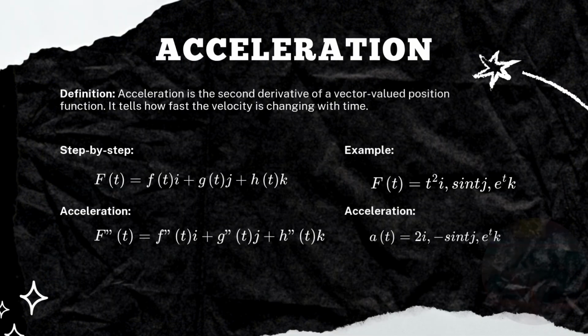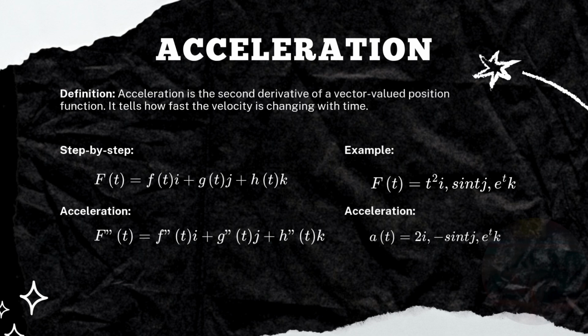Acceleration. The definition of acceleration is the second derivative of a vector-valued position function. It tells how fast the velocity is changing with time. So step by step, we have f(t) equal to f(t)i plus g(t)j plus h(t)k. We need to differentiate it two times, where the first time gives velocity and the second time gives acceleration.